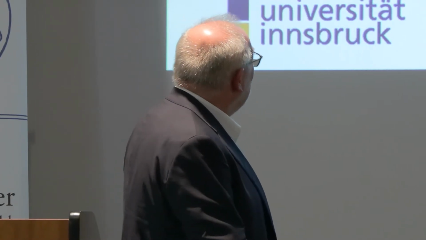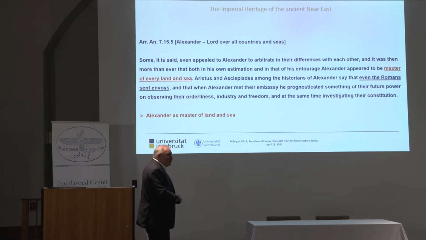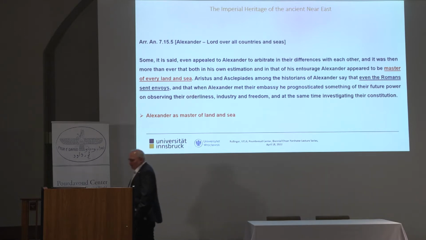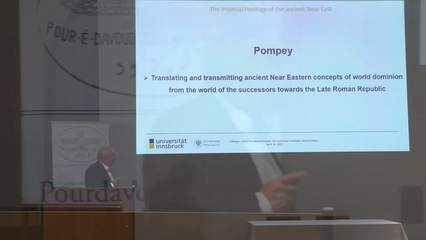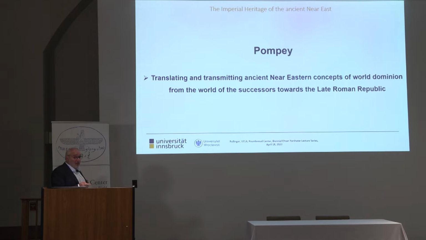So Alexander is ruler, truly the ruler of the world, because he is the master of the land and the sea. Of course, Alexander is the figure who transferred this idea into the epoch of Hellenism, and from the epoch of Hellenism, these ideas have been transferred to the Roman Empire. And I think a major figure who gains importance in this context is Pompey.